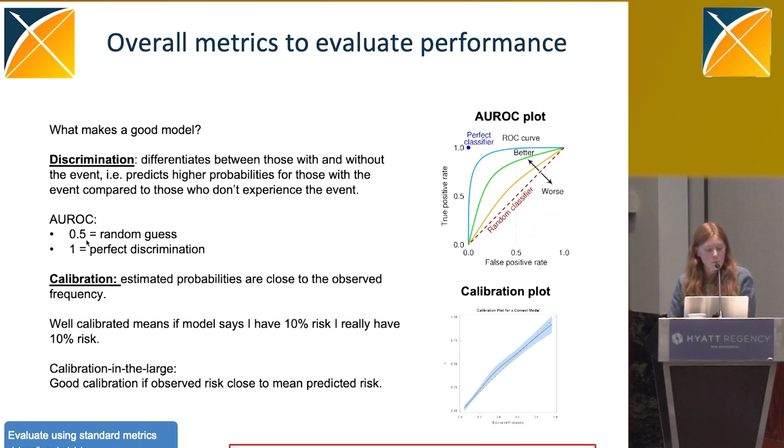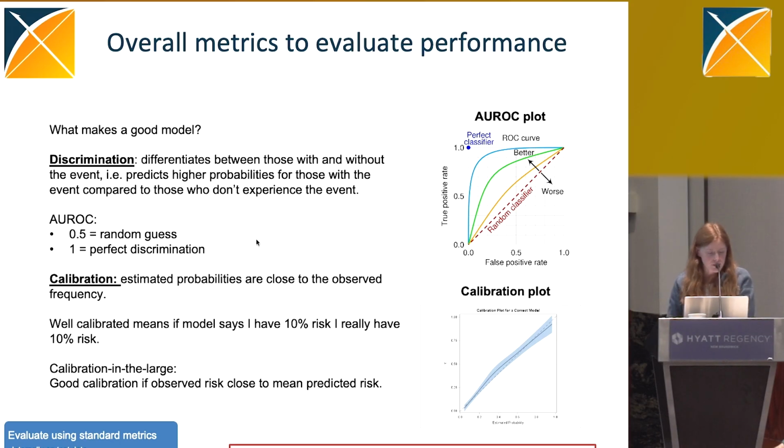If it's a value of 0.5, it means that you're just randomly assigning risk to people. You're just making up a number when you see someone. If you've got an AUROC of 1, it means you've got perfect discrimination. Everyone who has the outcome has a higher risk. Everyone who doesn't have the outcome has a lower risk. So the higher your AUROC is, the better.